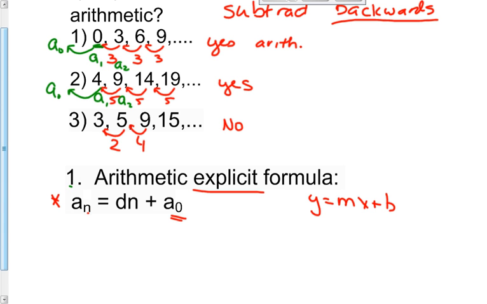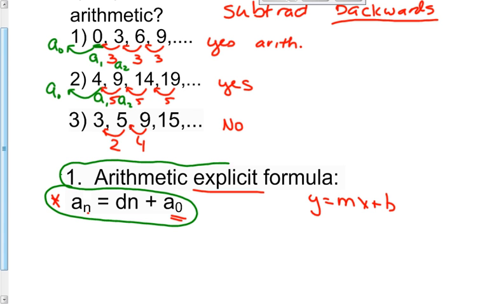Okay, so this first equation right here needs to go on your cheat sheet. Make sure you write the words arithmetic sequence to go with it. Arithmetic explicit formula, a sub n equals dn plus a sub 0.